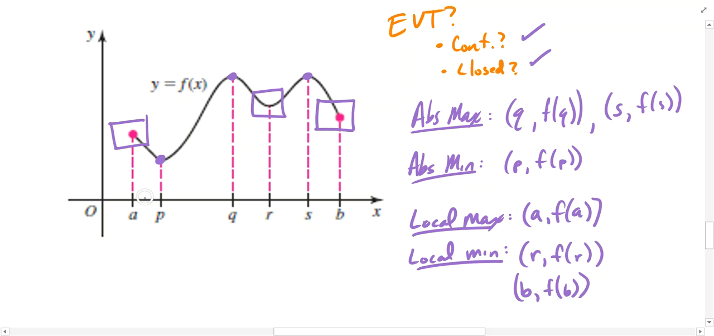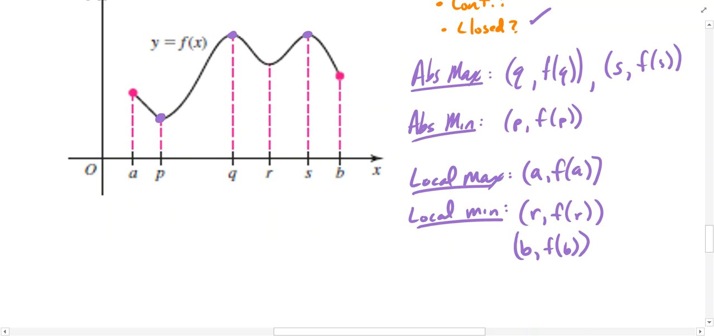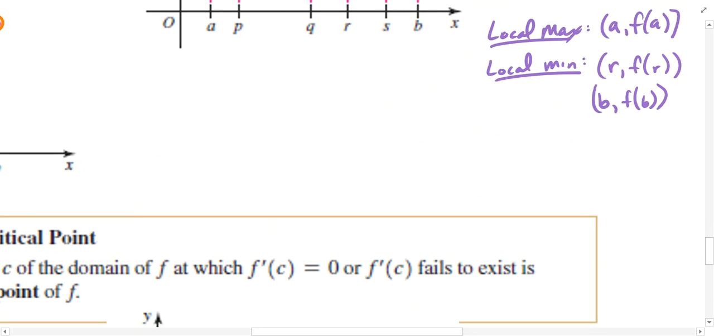Again, the entire interval exists from A to B, so we do need to consider the entire interval when looking for the absolute maximum and the absolute minimum, but as far as local max and local mins go, we can look just in smaller windows surrounding points.